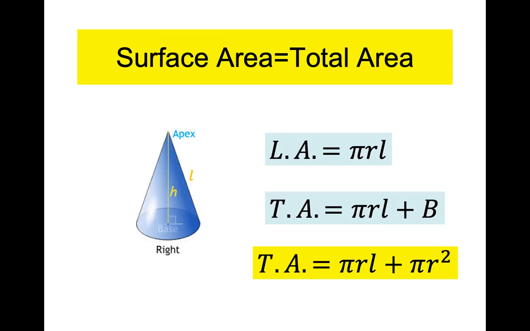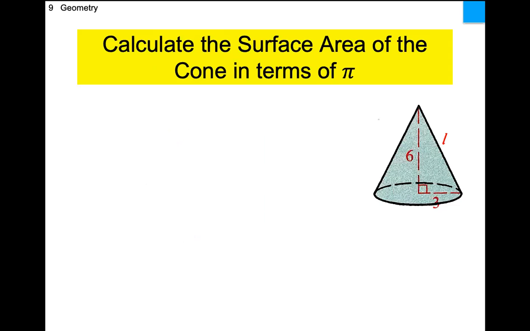Nice thing here is just two variables, the radius and the slant height. They're kind of nice to you. They don't make it too complicated. The pyramid one, there's a couple complicated ones. This one's not too bad at all. So let's look at one.